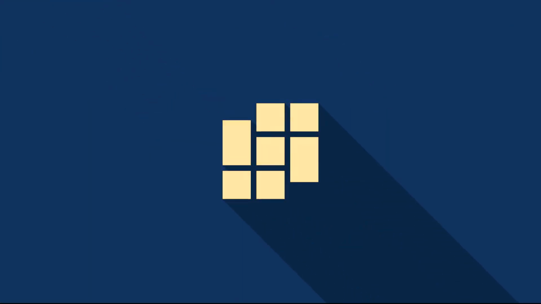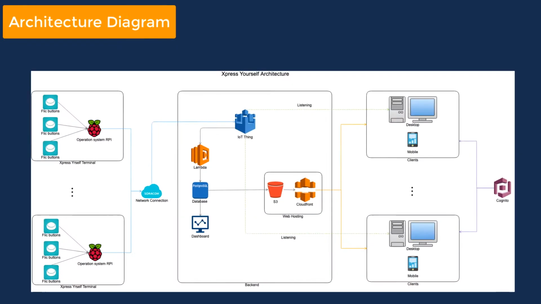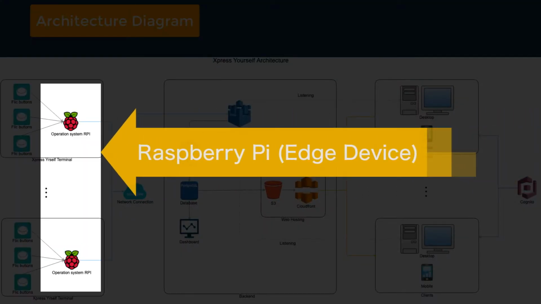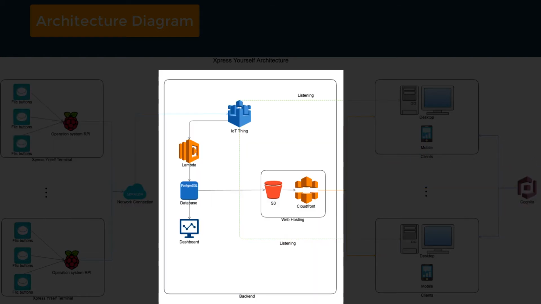Now, let's dive into our software design. We will begin with an overview of an architecture diagram. The hardware components of the terminal consist of a series of Flic Smart buttons, a Raspberry Pi, a receipt printer, and a display panel, with SORACOM network connectivity.